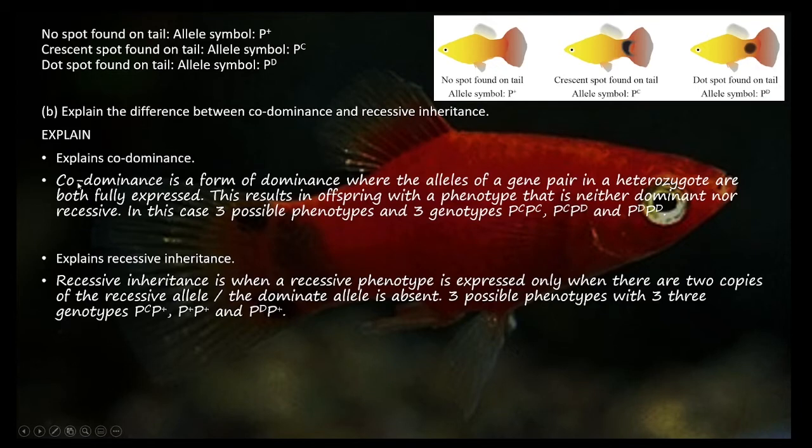Okay, so we're explaining codominance. If you were just describing it, you would just say what it is and how it works. So codominance is a form of dominance where the alleles of a gene pair in a heterozygote are both fully expressed. Bang. That is what it is. Do you agree? Read it again. Do you agree? Yes. Now, how does it work? Well, this results in an offspring with a phenotype that is neither dominant nor recessive. In all 3 cases, you have 3 possible phenotypes and 3 possible genotypes.